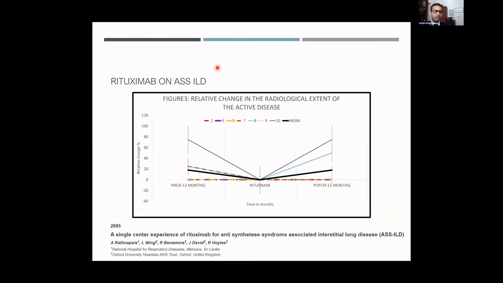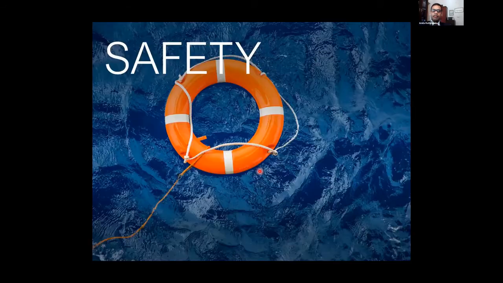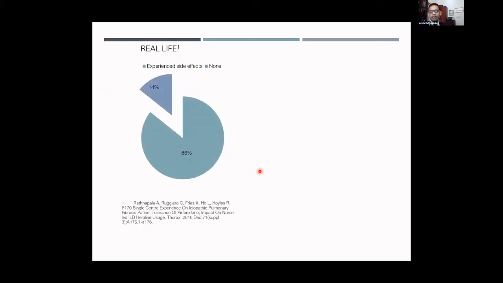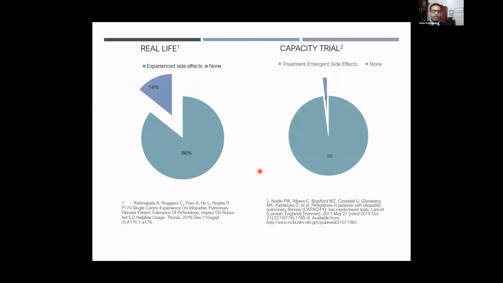And this is a study on rituximab in antisynthetase syndrome, that is a myositis spectrum interstitial lung disease. You can see there's a significant response in patients with interstitial lung disease with myositis spectrum ILDs. Again, the safety, most of these drugs are really safe. In real time, about 80% of the patients will have some side effects, but they are mild and can be managed significantly. In clinical trials, that is around 98%.